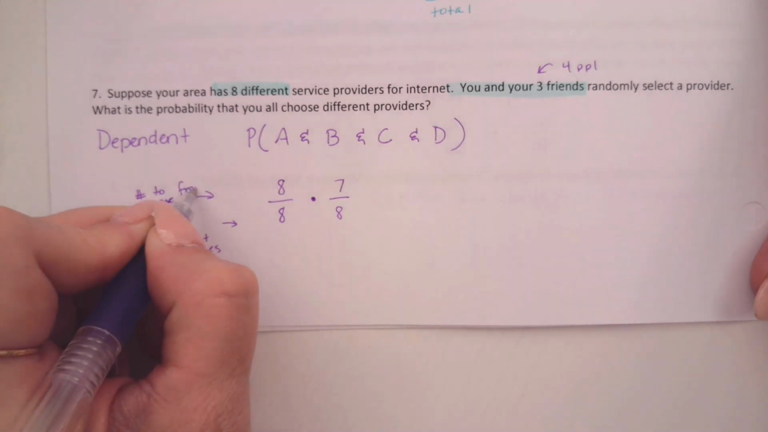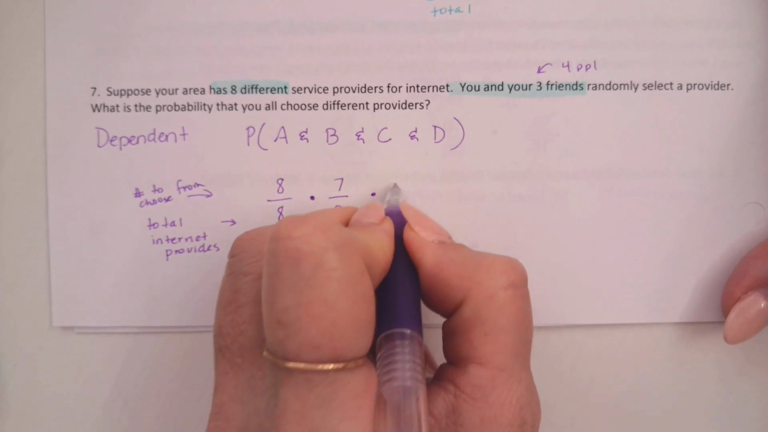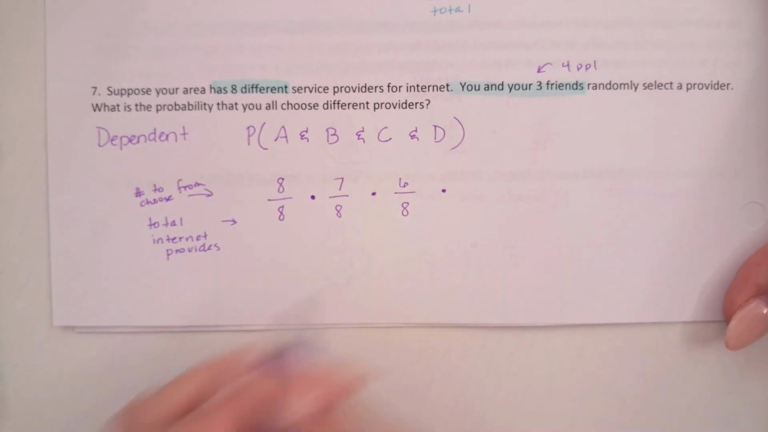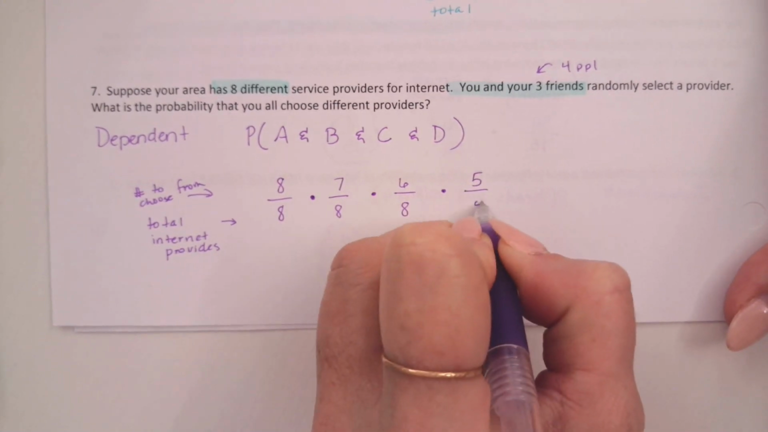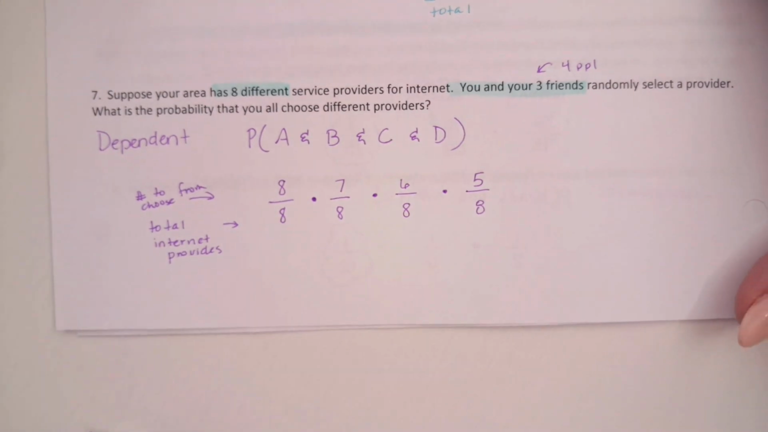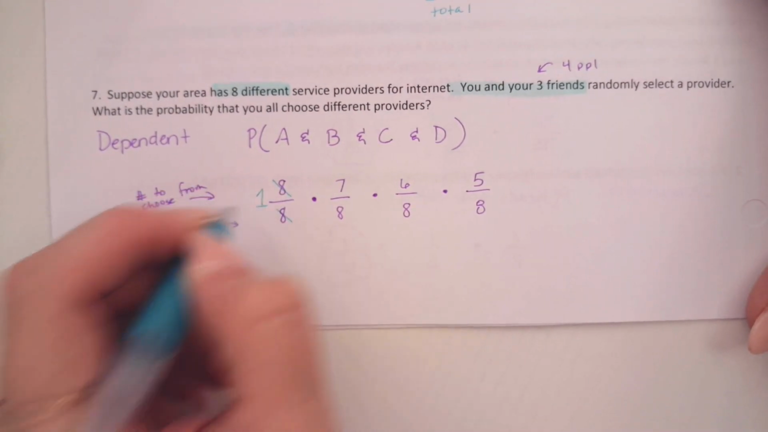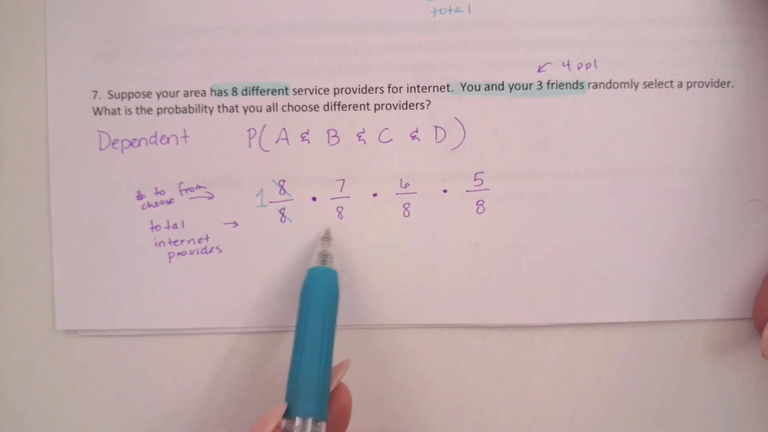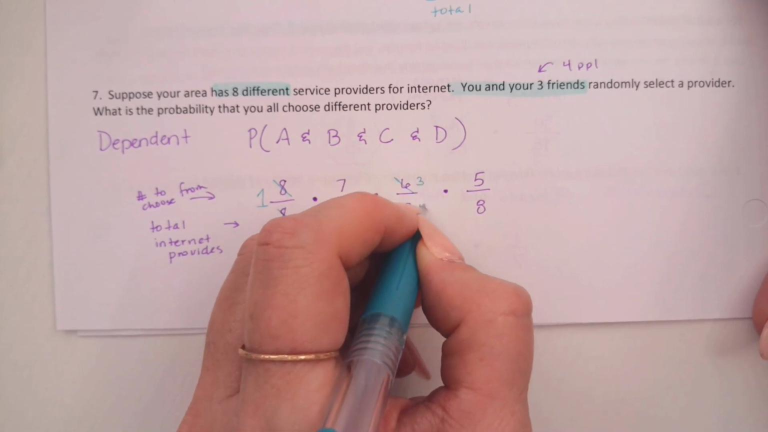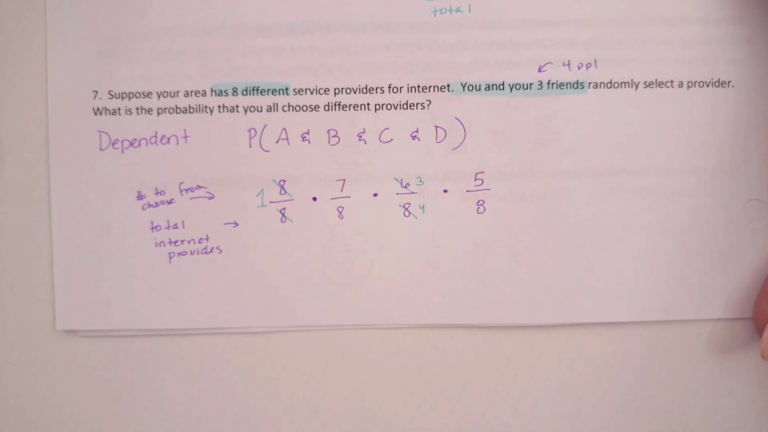Okay, so the next person, third person goes. They only have 6 to choose from in order to get a different one. And then last person, 5 out of 8. Feel free to reduce any and all that you want to reduce beforehand. I know this is definitely 1. 6 out of 8. 6 over 8 would be 3 over 4. I don't think anything else reduces anywhere.